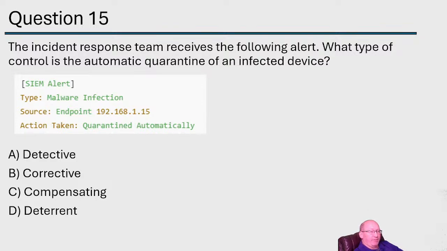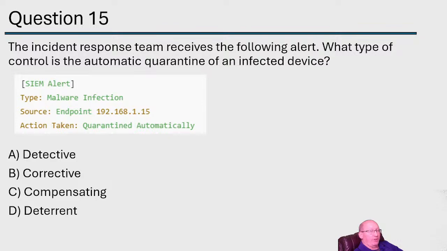All right, the incident response team receives the following alert. What type of control is the automatic quarantine of an infected device? Well, let's start with detective control. I feel like detective control is out the window. The reason I say that is because it asks specifically what type of control is the automatic quarantine of an infected device. It's not asking about the logs. If it was asking about the logs, then it might be detective, but in this case, detective's not even in the front line.